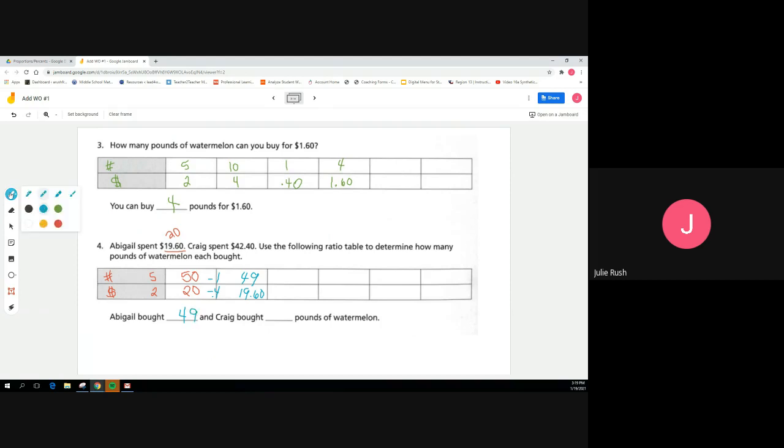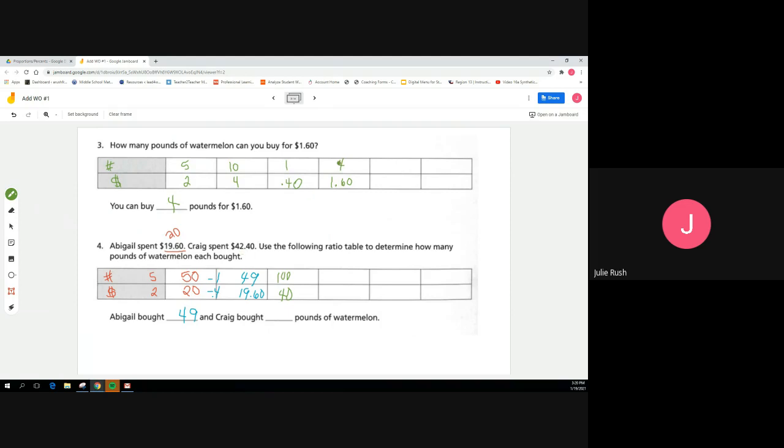Okay, so I went from given to 50, subtracted 1, and got down. So Abigail can buy 49 pounds of watermelon. Craig, on the other hand, let's pick up Craig. I'm going to pick the green pen for Craig. Craig, we got to get all the way up to $42.40. So I'm going to double my 50 and my 20. So that gives me 100 pounds of watermelon, cost $40. So that gets me pretty close. Now all I need is $2.40.